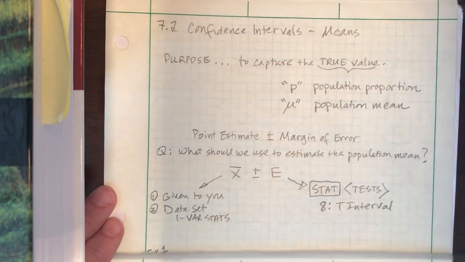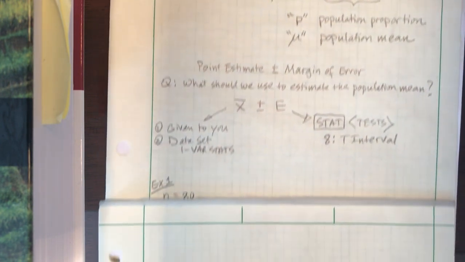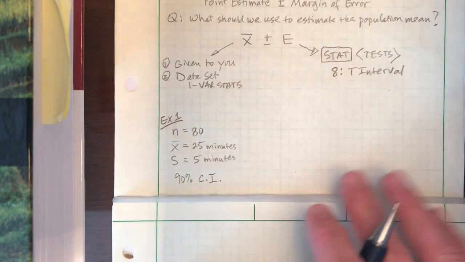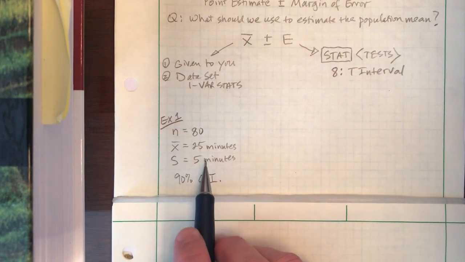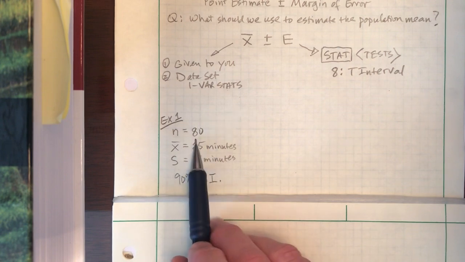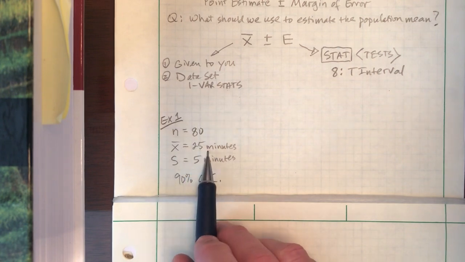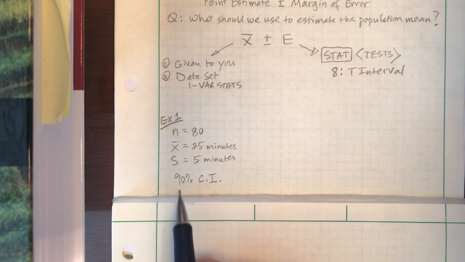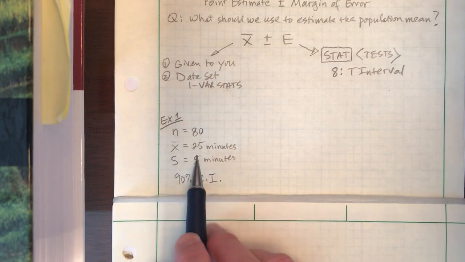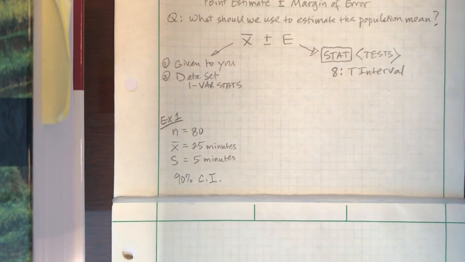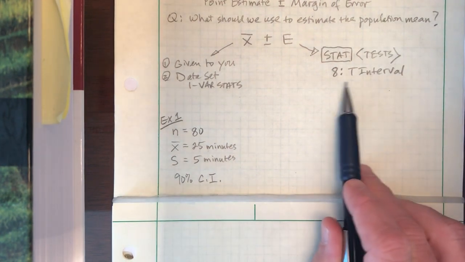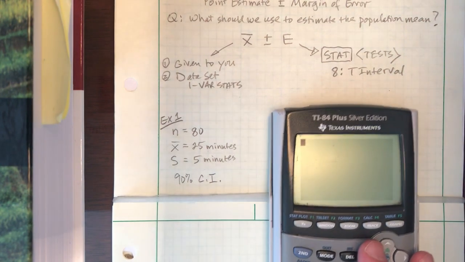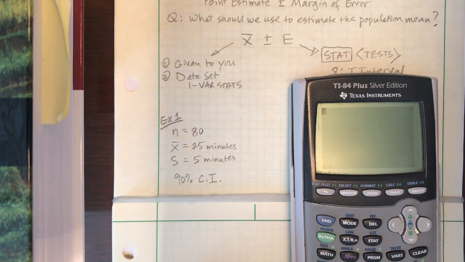All right, so let's look at our first example. Let's say you were interested in the commute time of Butte College students out to campus, and you surveyed 80 students. The average commute time was 25 minutes with a standard deviation of 5 minutes, and we would like to create a 90% confidence interval to capture the true commute time for all students. So here we go. As I said over here, these are the instructions to get to my calculator. So let's get our calculator in front of us and let's do this.